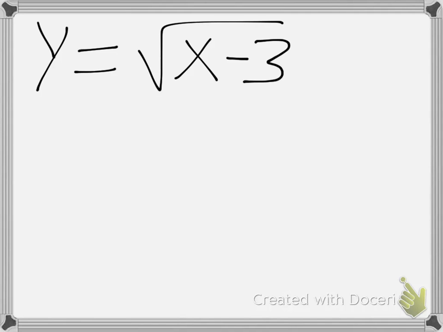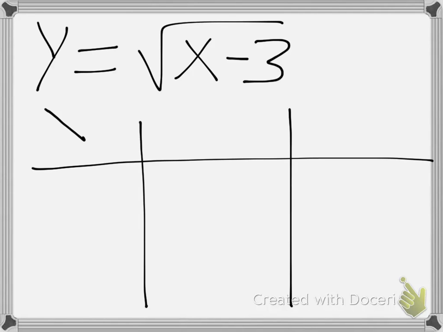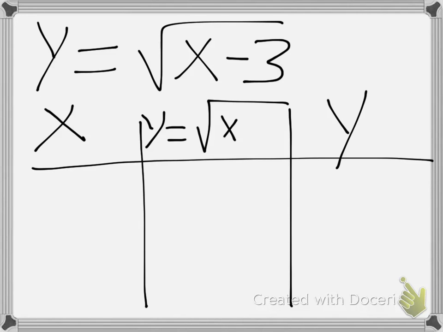The second function that we are going to graph is y equals the square root of x minus 3, but in this case the minus 3 is inside of the square root sign. So we're going to use the same steps as before and create a table with the x and the y, and then the middle column being y equals square root of x minus 3.